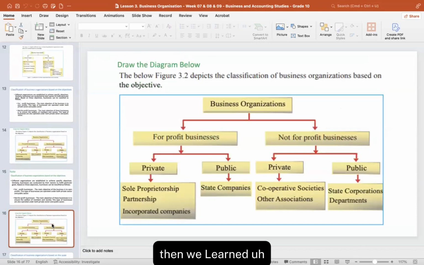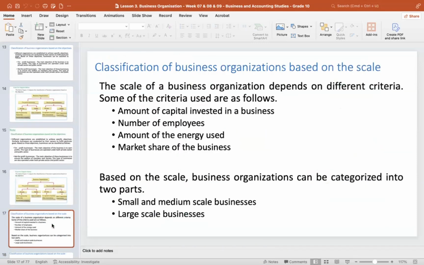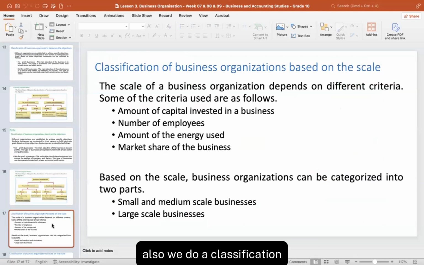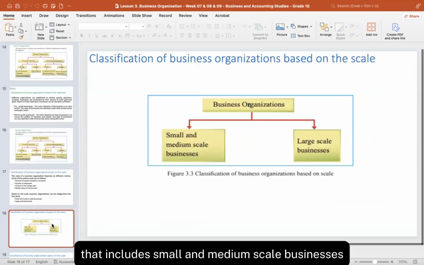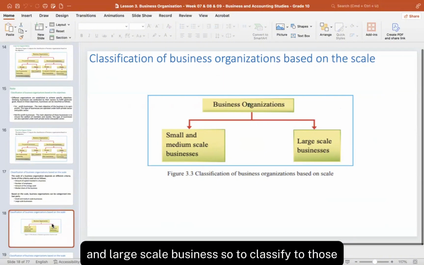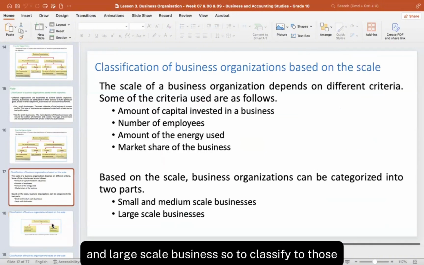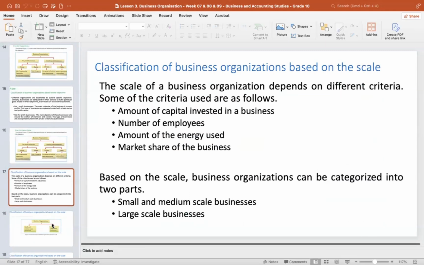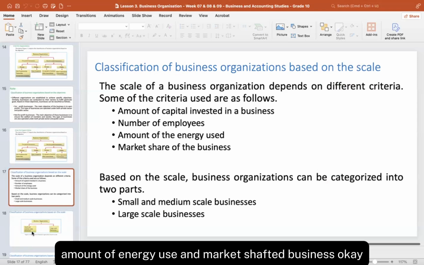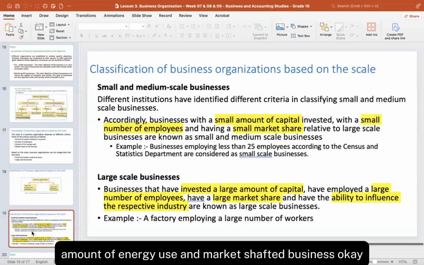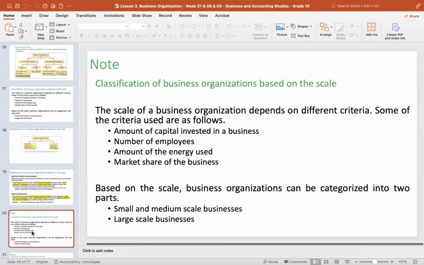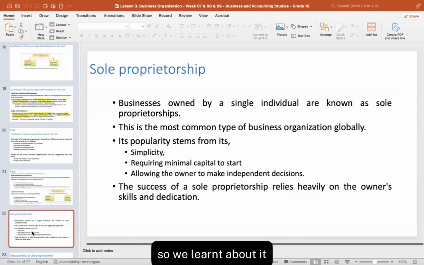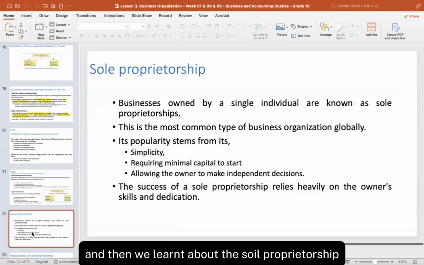Then we learned, based on the scale of the businesses also, we do a classification that includes small and medium scale businesses and large scale businesses. To classify those, we consider the amount of capital invested, number of employees, amount of energy use, and market share of that business. So we learned about it, and then we learned about the sole proprietorship.